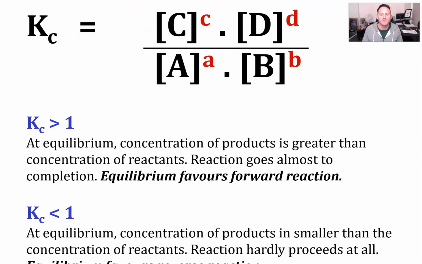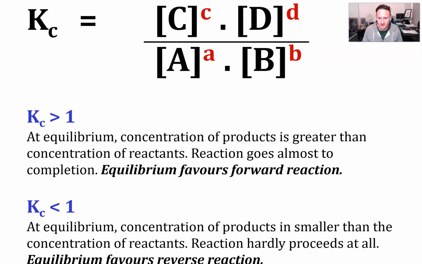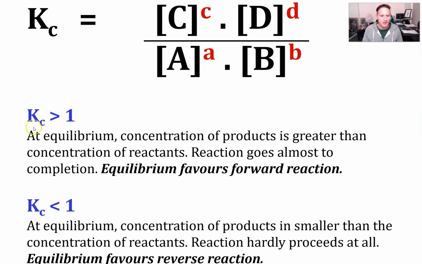So what does this equilibrium constant number end up meaning? This can be slightly different depending on where you read it, so I've tried to summarize it as best as I can. I apologize, there's a little bit of cut off here, so I'm just going to move this down slightly. If Kc is greater than 1, at equilibrium the concentration of products is greater than the concentration of reactants. The reaction goes almost to completion, and equilibrium favours the forwards reaction. What I mean by favours the forwards reaction is that once equilibrium is established, there's a greater concentration of products as opposed to reactants, because products is what that forwards reaction is turning into.